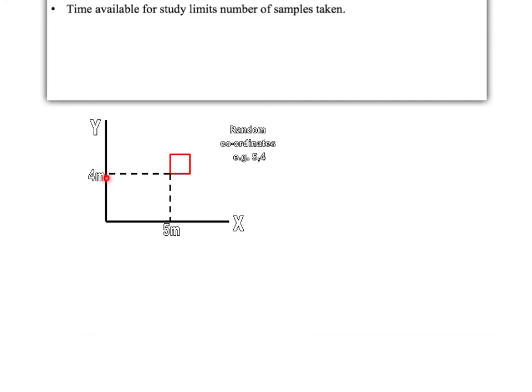And what we could do is use random coordinates. So we could get, let's say, 5 and 4. I'd move 5 meters along the try line, and then 4 meters up the touch line, and I would place my quadrat there. So I've randomly chosen where I'm going to place my quadrat to work out my daisy population, whatever it is I was trying to work out. That's using coordinates to randomly place a quadrat or a point quadrat or whatever you were using.